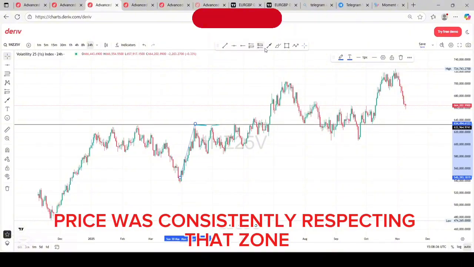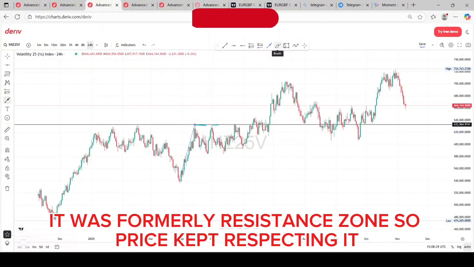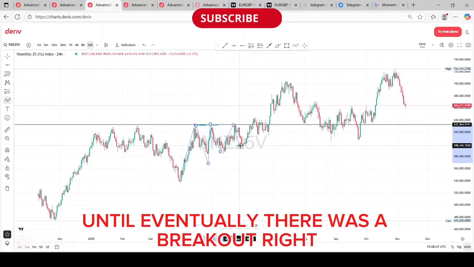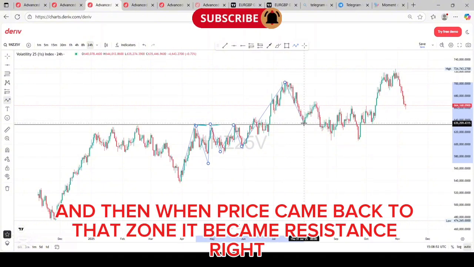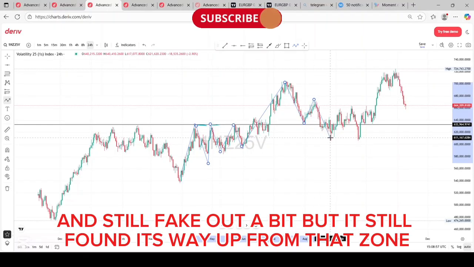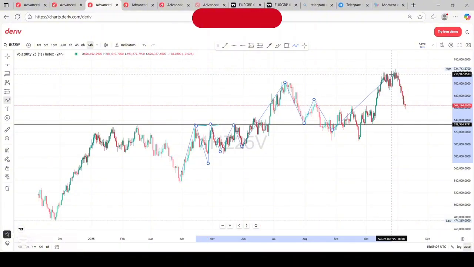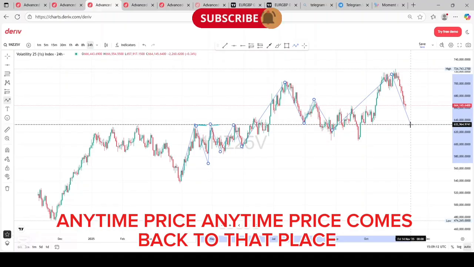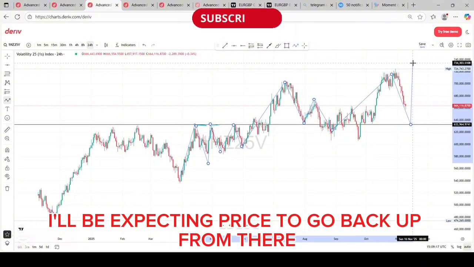Price was consistently respecting that zone. It was formerly a resistance zone, so price kept respecting it until eventually there was a breakout, right? And then when price came back to that zone, it became support, right? Price kept going back up from there, even though it managed to break a little from here and still fake out a bit, but it still found its way up from that zone. So anytime price comes back to that place, I'll be expecting price to go back up from there.